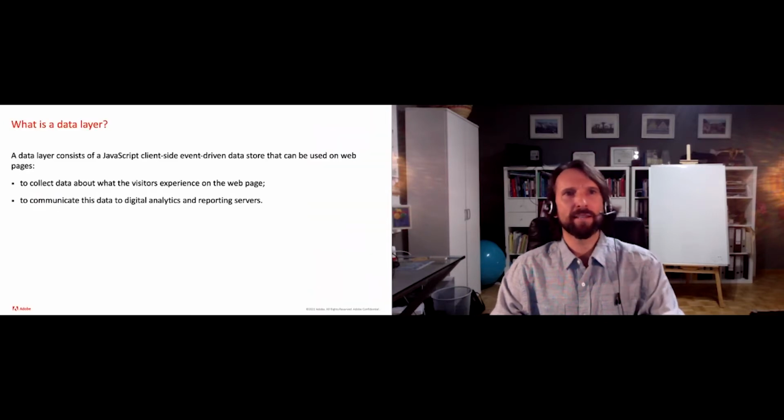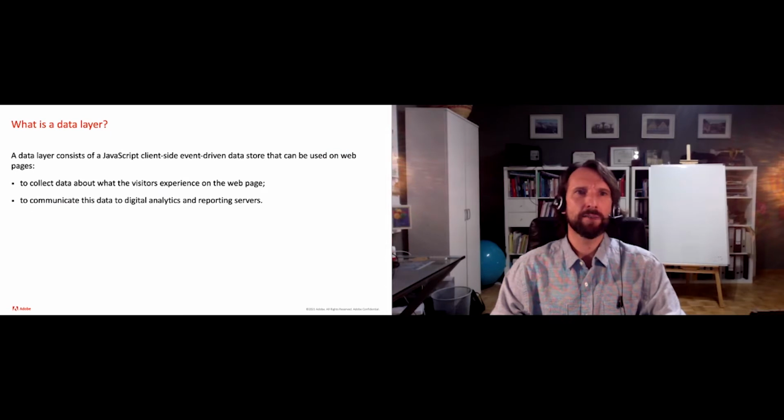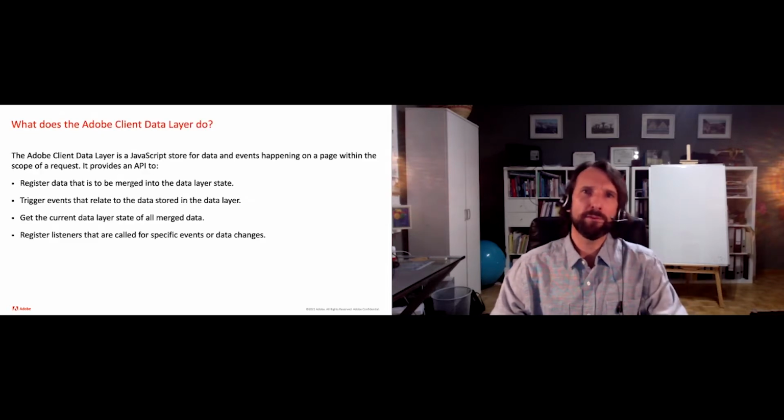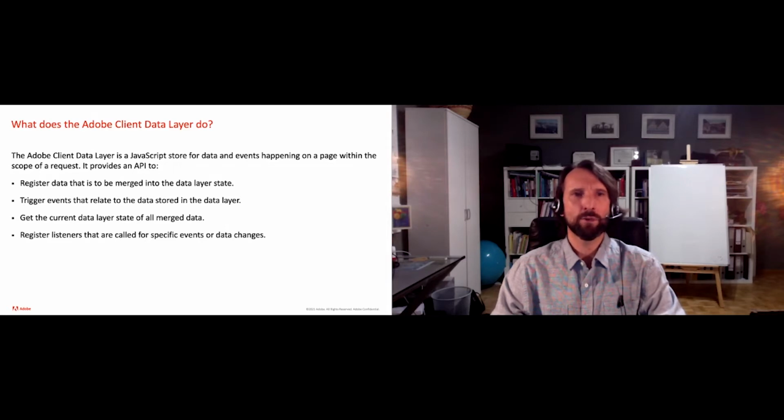The Adobe client data layer. First, what is a data layer? A data layer is basically a JavaScript store helping to collect data about the visitor experience on the page and to use and communicate this data to digital servers. About a year ago, we released the first version of the Adobe data layer. It provides a very simple and basic API to register data, to trigger events, to get the current state of the data layer, and to register and unregister listeners.